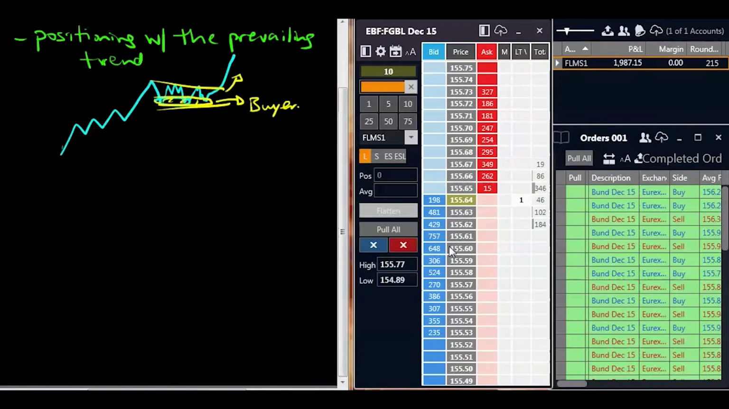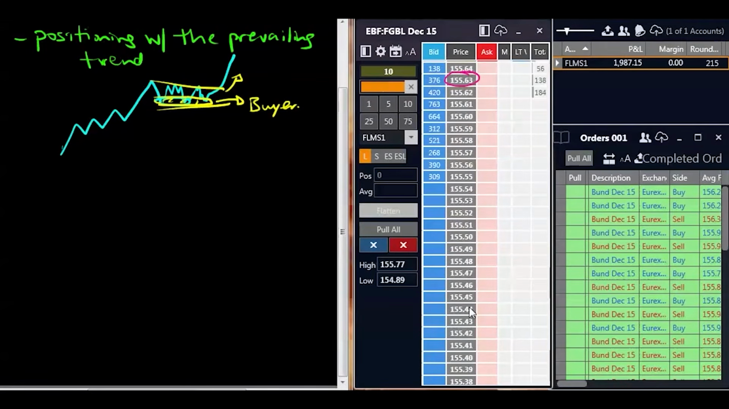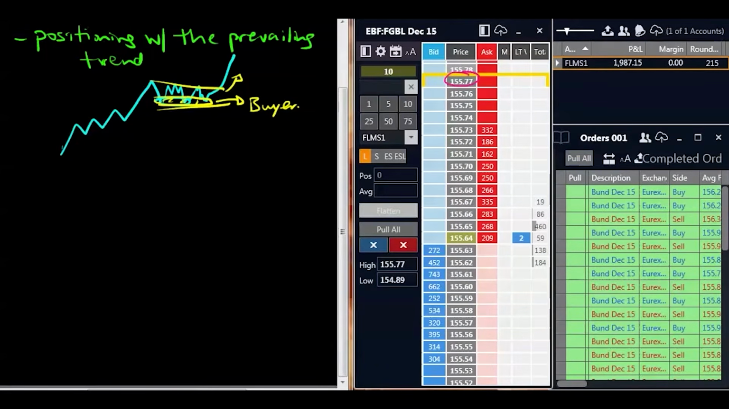So we've seen the market had just made a high. Just a quick recap, the market had made a high up here at 155.77s. Our low of the day is way, way lower. If we put it on the price ladder, you can see we're all the way down at 154.89s, which is our low of the day. The high of the day we just put in at 155.77. So let's take a look at the price action here.